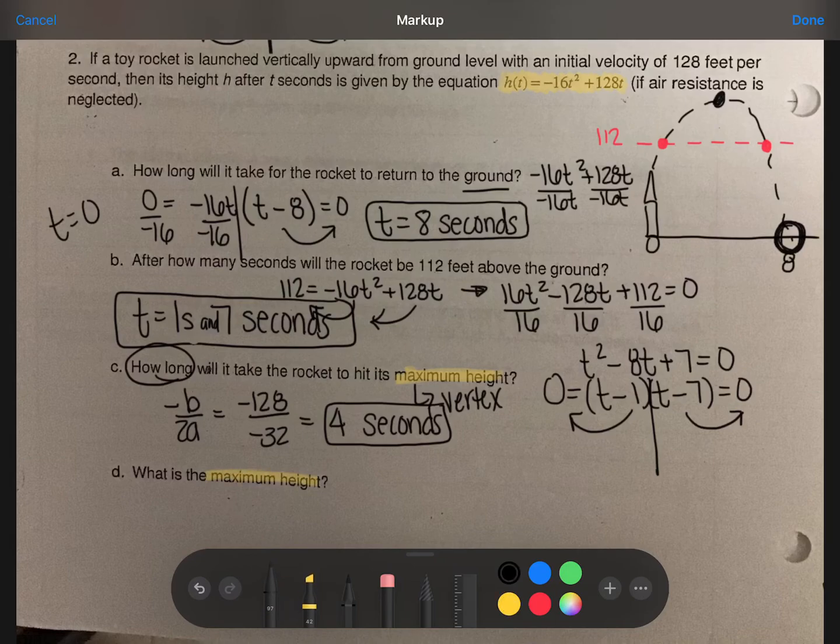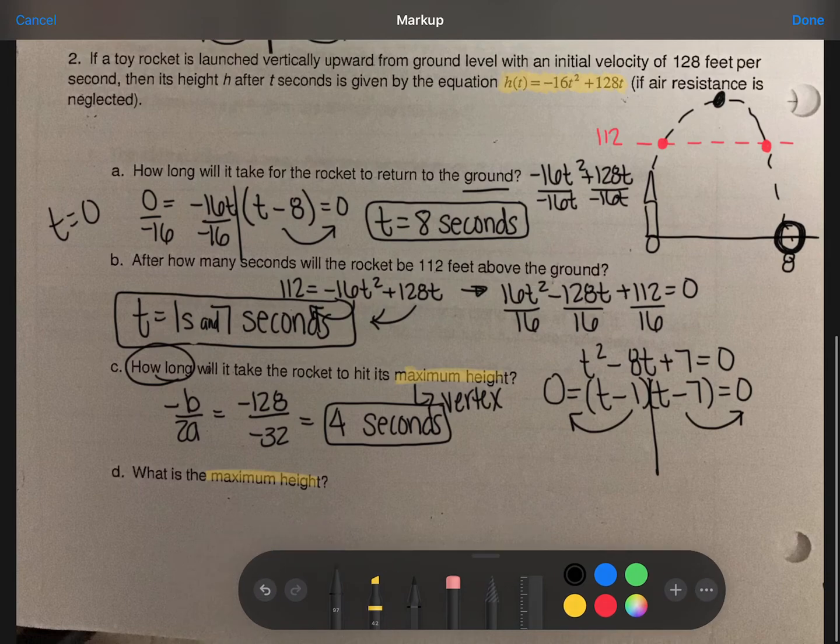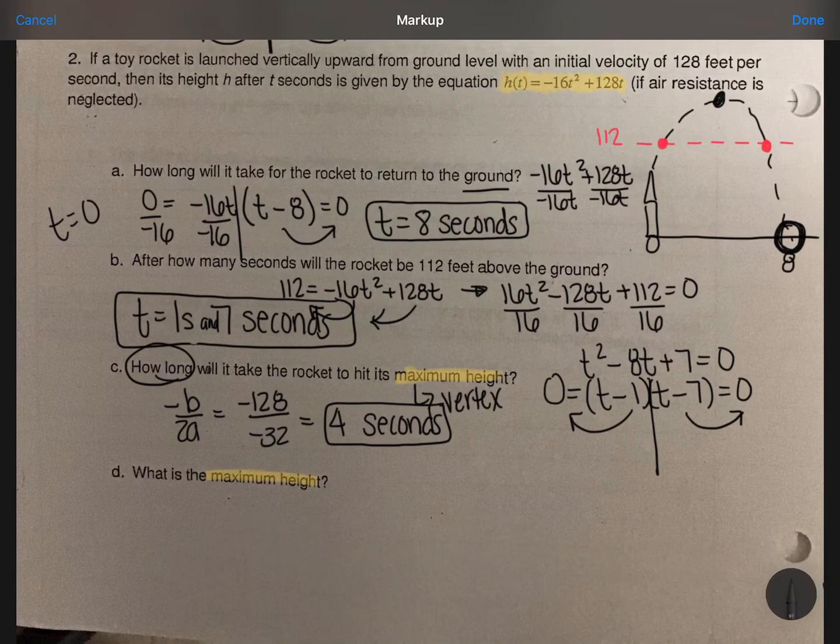Part C also wants to know, what is that maximum height? To figure out the maximum height, I simply take my axis of symmetry I just found, which is 4 seconds, and plug it into the given equation. So negative 16 times 4 squared plus 128 times 4. When I pull my calculator out and plug all that in, I get 256 feet.